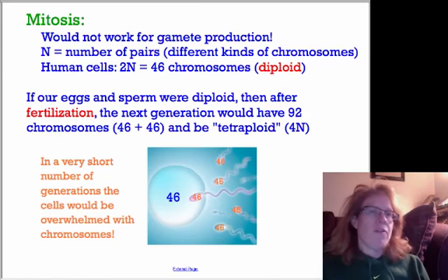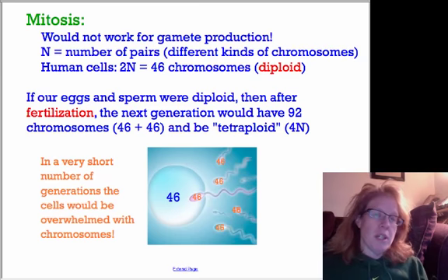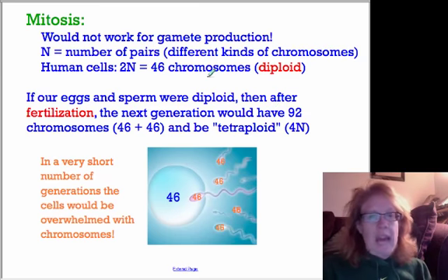Mitosis does not work for gamete production. If you don't know what gametes are, they're eggs and sperm. If you're talking about reproduction, you can't use mitosis cells for that. So here's why. We're going to use the letter N to represent the number of chromosome pairs, the different kinds of chromosomes. Humans have a 2N number of 46. In other words, we have 23 pairs, but we have a total of 46 chromosomes, and our cells are diploid. In other words, each of the cells comes in pairs.